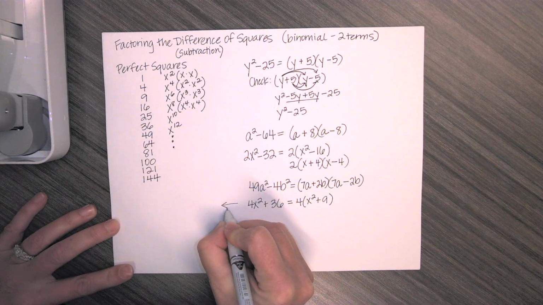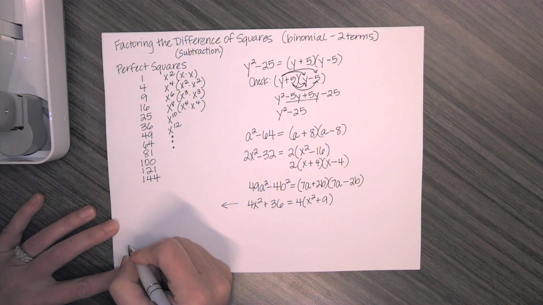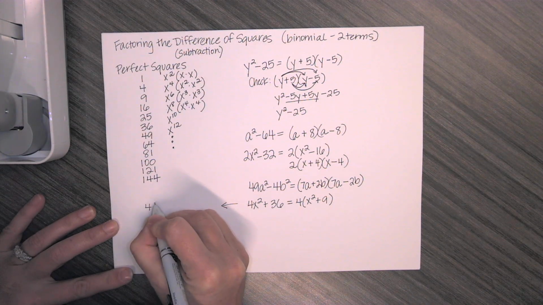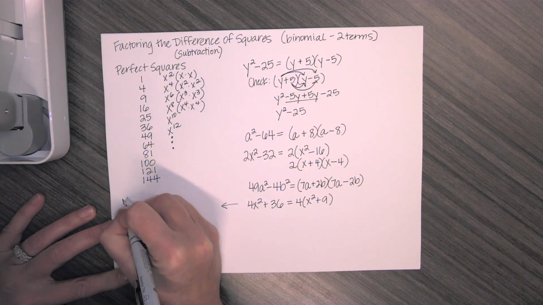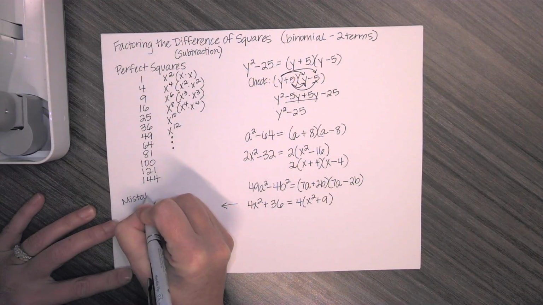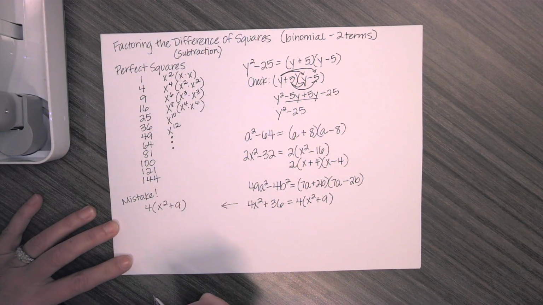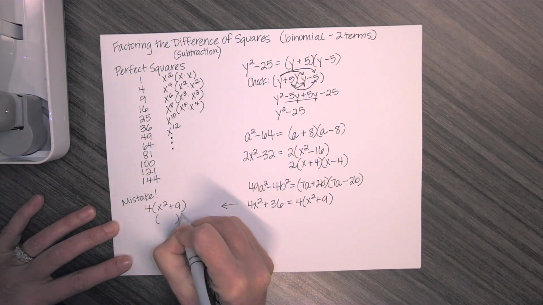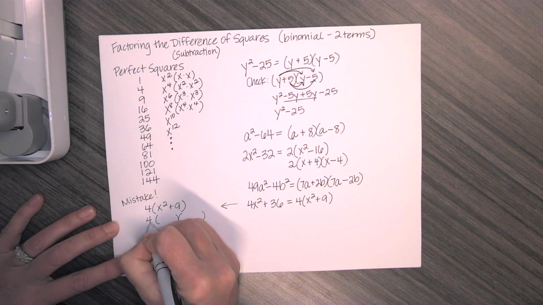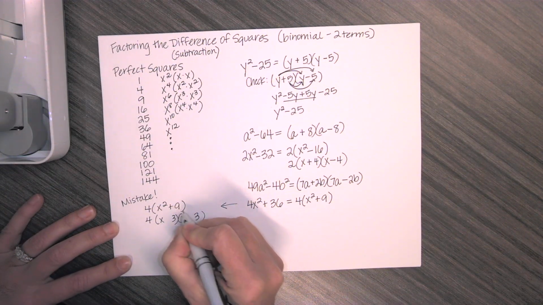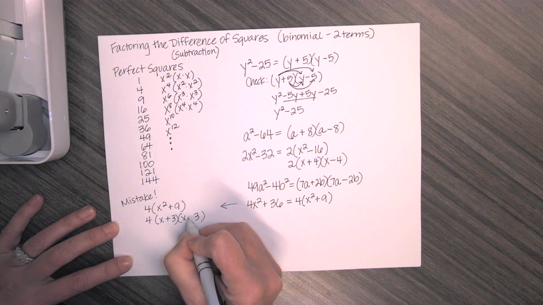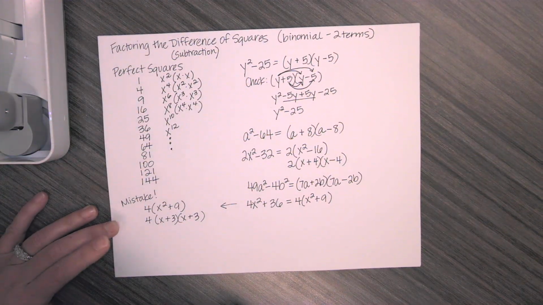I'm going to show you over here what the common mistake is. So a lot of people will take that 4 out. Let's write right here, mistake. Don't think this is correct. And they'll say, okay, well, surely this will factor. X times x is x squared, and 3 times 3 is 9. And since this is a plus, most people think, well, this should work.